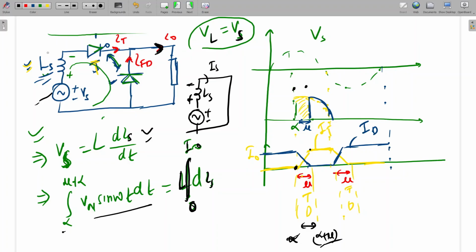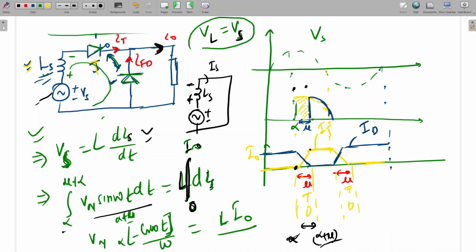Yes, sir. Okay, so now we can simplify this one. So what will be the integral? The Vm will take outside. It will be minus cos omega t divided by omega. So what will be the limit? Alpha to alpha plus mu. And here it will be L I0. Is it clear? On this side, integral of I naught di will be i, and the limit will be I naught minus 0, so it will be L I naught.